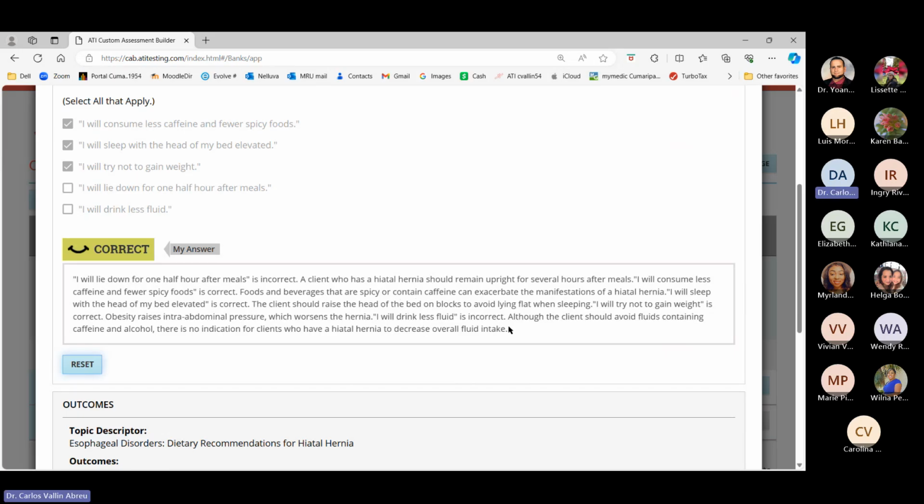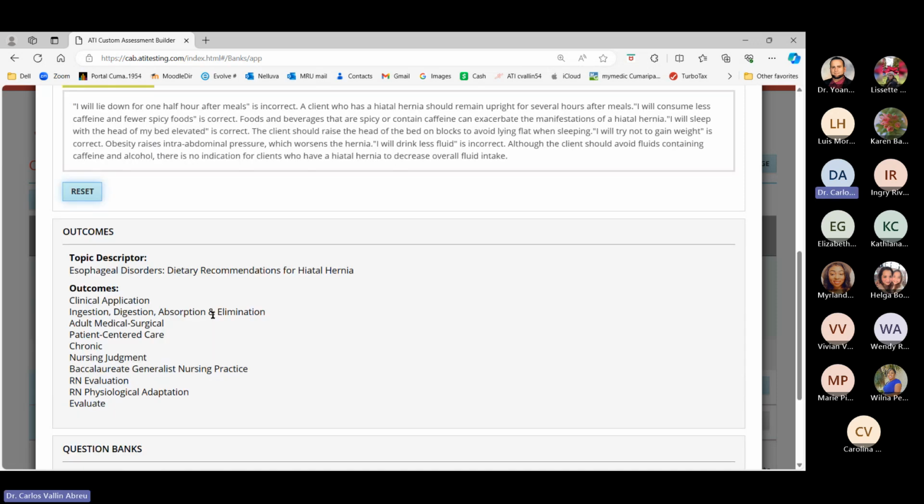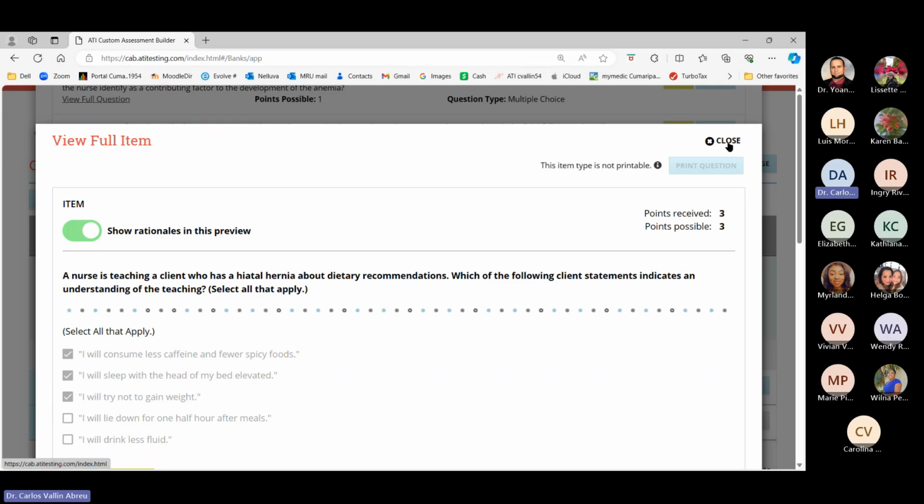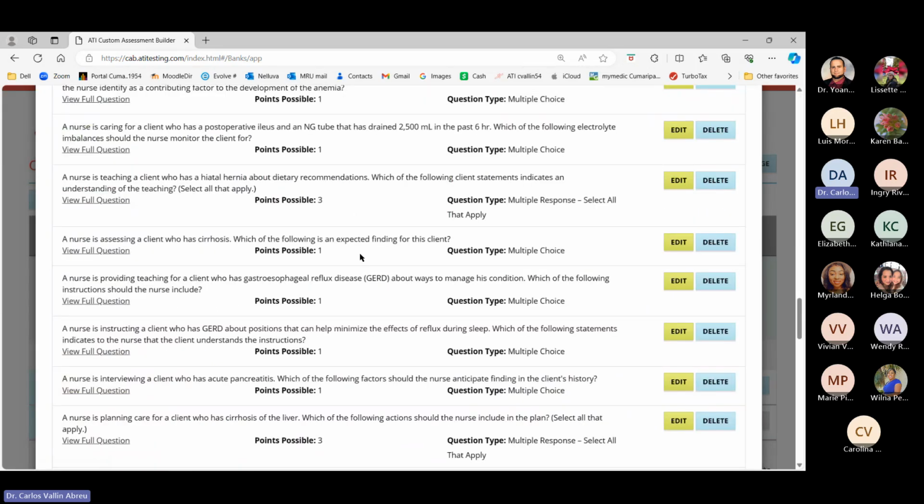I will drink less fluid is incorrect. Although the client should avoid fluids containing caffeine and alcohol, there is no indication for a client with a hiatal hernia to decrease overall fluid intake. With the meal, yes, but not in general. Take care with those traps that the questions have.